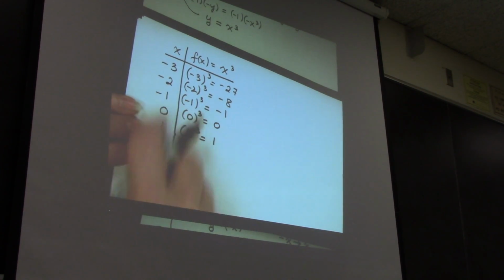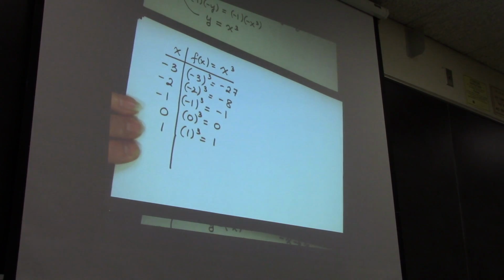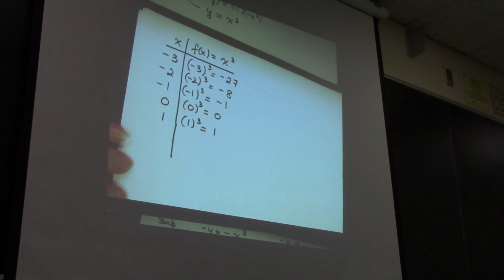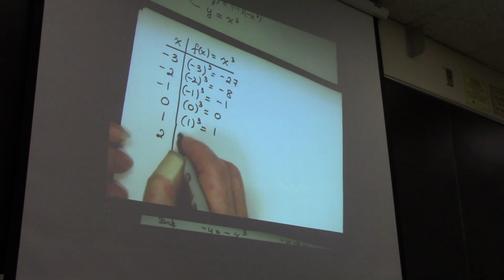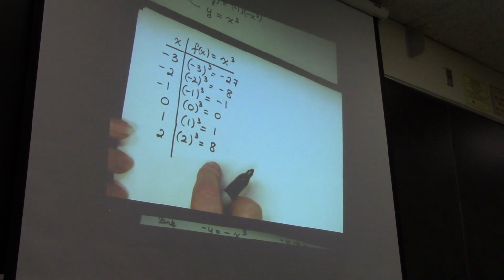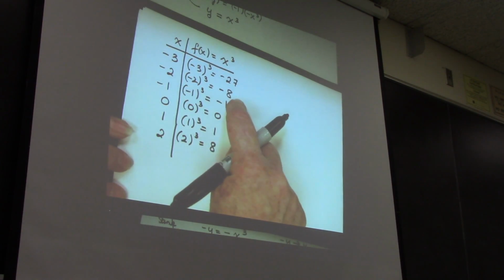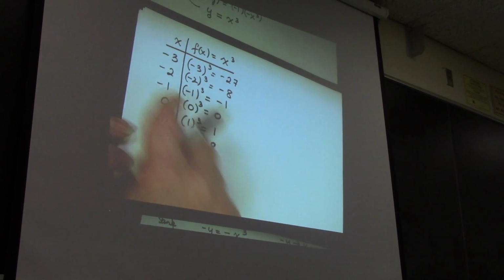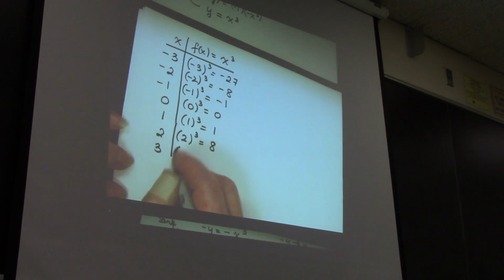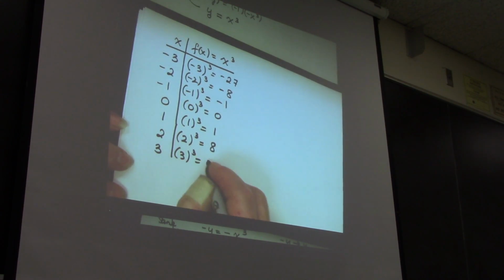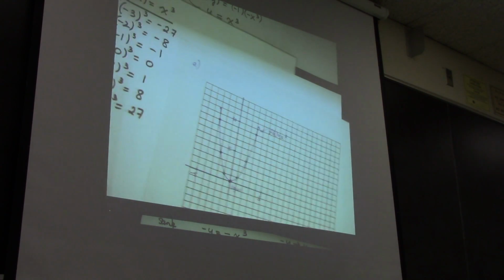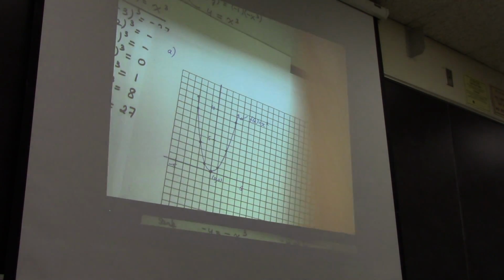So the x's are opposite and the y's are opposite. That's what we mean by symmetry with respect to the origin. Okay, similarly, when I plug in 2, cubed is 8. So -2 comma -8, +2 comma +8. The x's are opposites and the y's are opposites. And same thing for 3, 27.